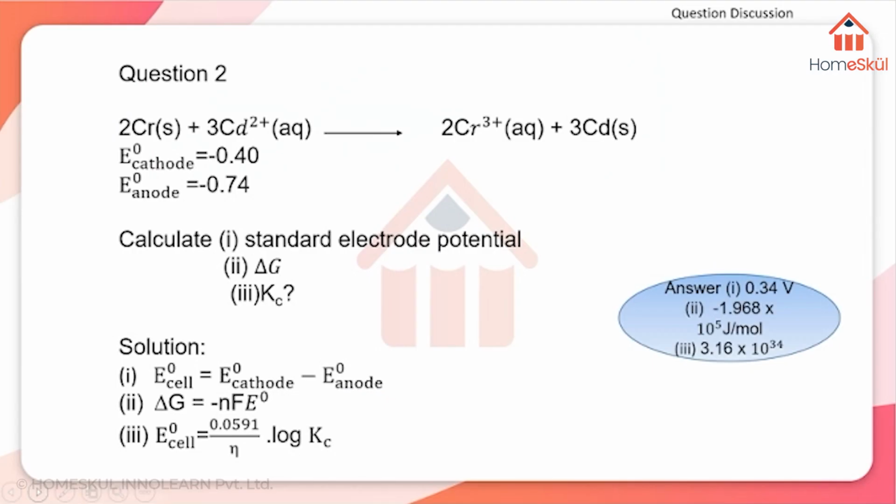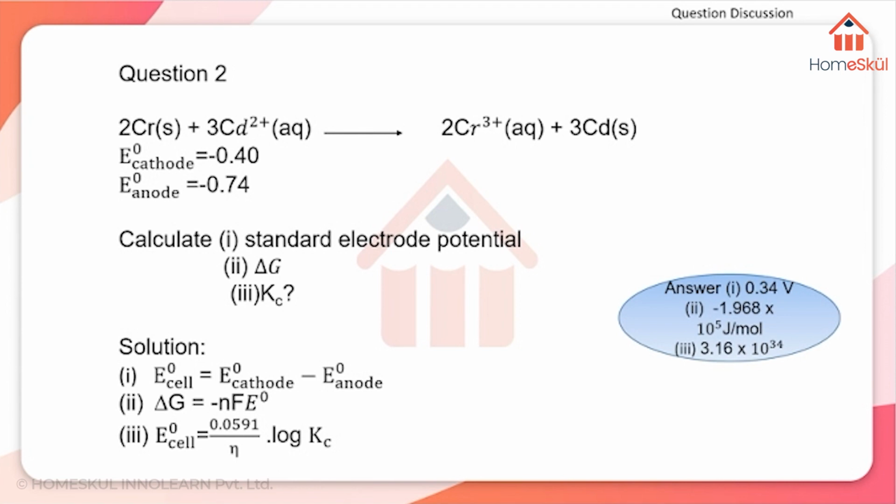Okay. Now let us move on to the second question. Here on the screen you can see the reaction 2Cr + 3Cd2+ gives 2Cr3+ + 3Cd. That means here we have standard electrode potential at cathode equal to minus 0.40 and standard electrode potential at anode equal to minus 0.74. Here we have to calculate the standard electrode potential. That is our first question.